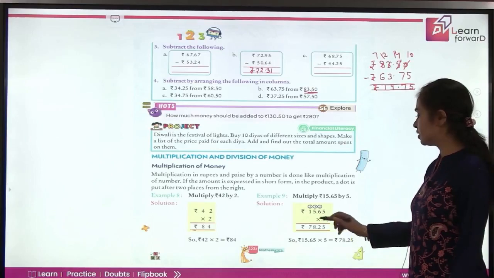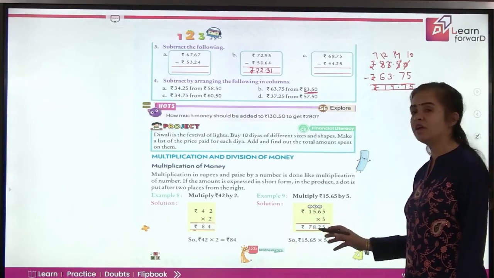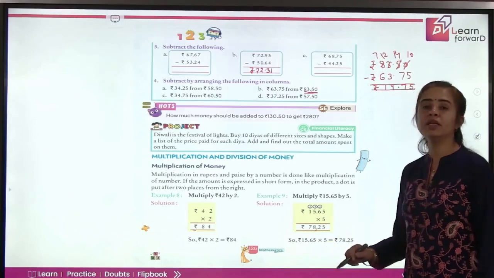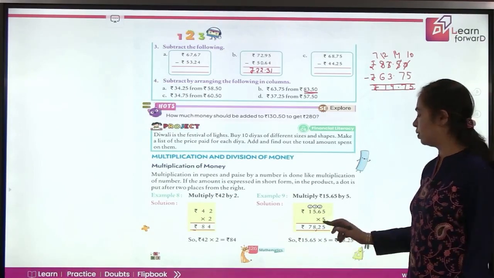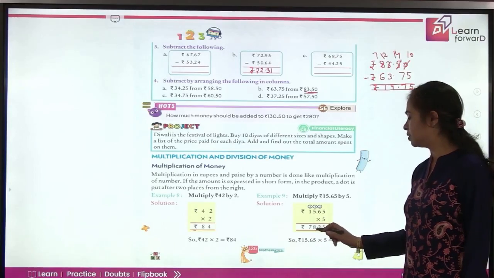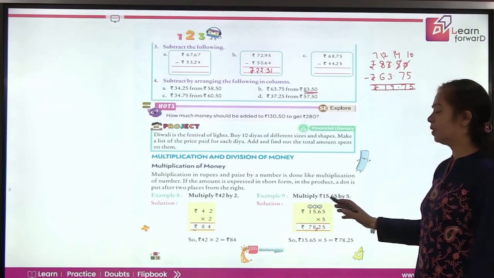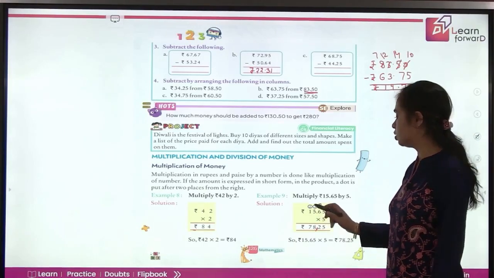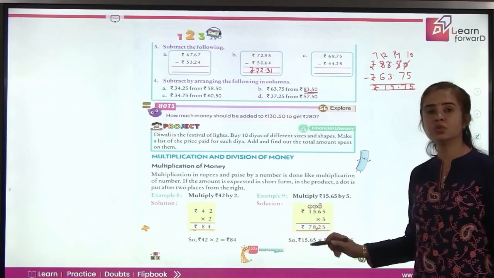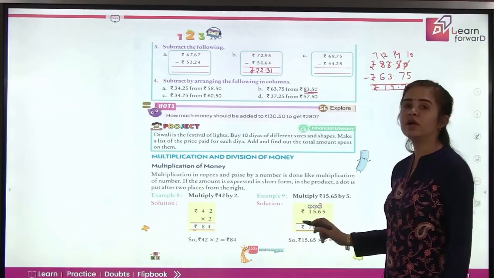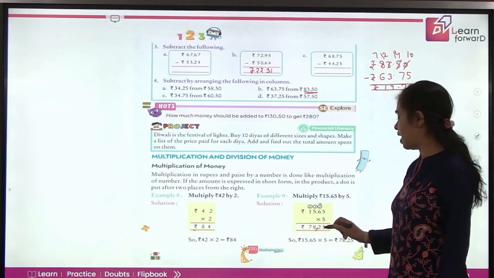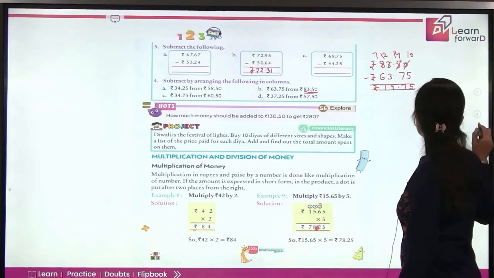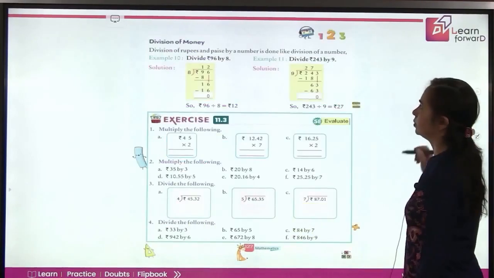But if you have rupees paisa together like this, rupees 15.65 into 5, do simple multiplication, and in the answer just put a point 2 digits from behind. So we count 1, 2, and this is the place of point here. 5 5s are 25, carry 2, 5 6s are 30, plus 2 is 32, carry 3, 5 5s are 25, plus 3 is 28, carry 2, 5 1s are 5, plus 2 is 7. So from the last, count 2 places and put a decimal here. You get 78.25 rupees as the product.